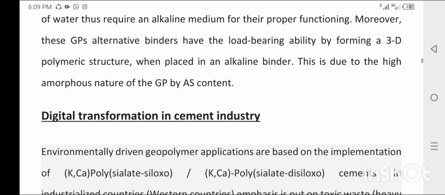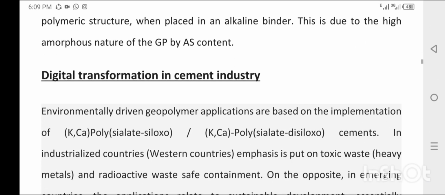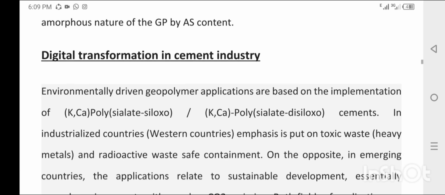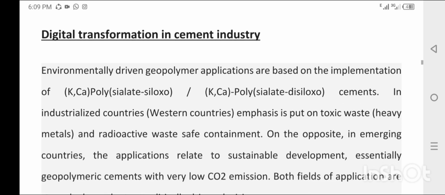Now, we'll talk about the digital transformation in the cement industry. Environmentally driven geopolymer applications are based on the implementation of potassium calcium polysilicate siloxo and potassium calcium polysilicate disiloxo cement.